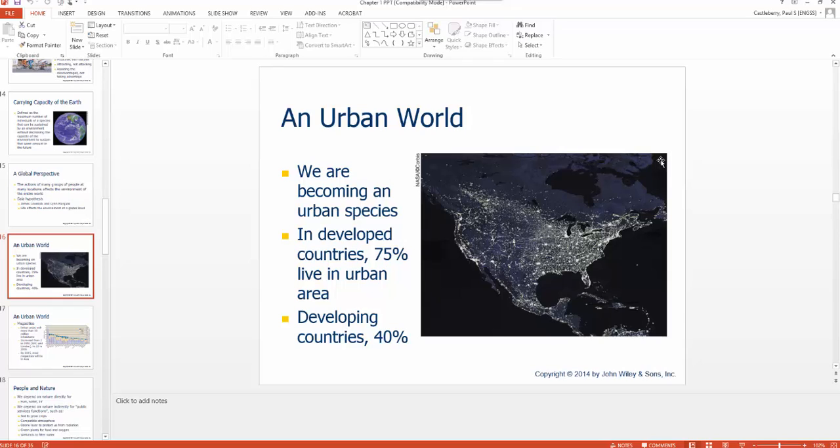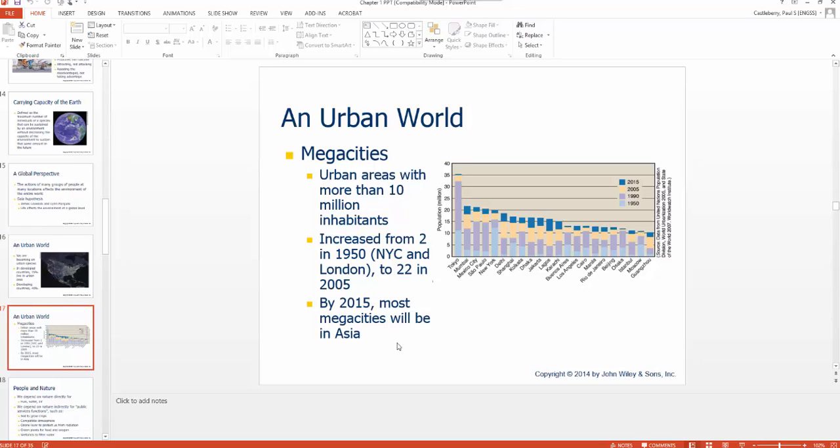And by 2025, the projection is that almost two-thirds of the world population, in other words, 5 billion people, will live in cities. And they'll live in cities that they call megacities. In other words, these are urban areas with at least 10 million inhabitants. In fact, I'll just go ahead and show you this slide on urban cities. So 10 million inhabitants are located in developing countries. And it's estimated that by 2015, the majority of megacities will be in Asia.